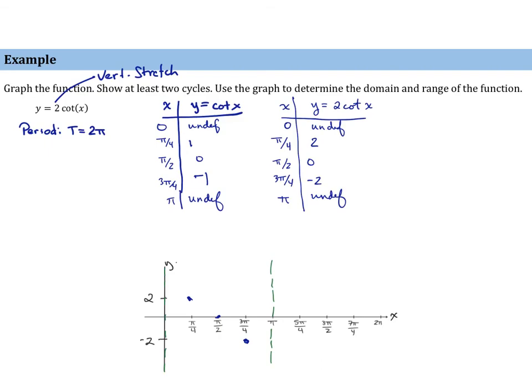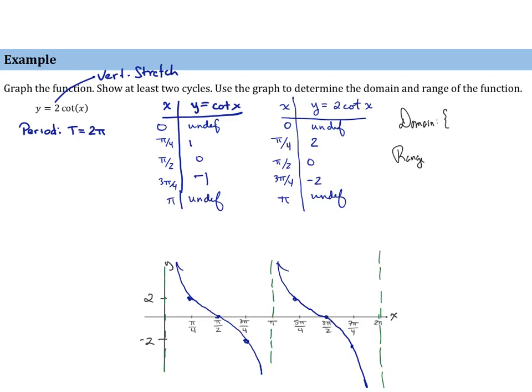Then we can go ahead and graph. Cotangent functions decrease on the interval, unless there has been a vertical change, a reflection about our x-axis. And then we repeat the pattern. Now we find the domain and the range.